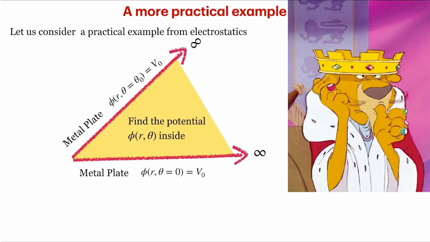So we have one metal plate defining a boundary condition: phi of r, theta when theta is equal to 0 is V naught. On the other side we have phi of r, theta when theta is equal to theta naught is V naught. So we have to find out the potential inside between these metal plates. Of course, it satisfies the Laplace equation, and we also assume two-dimensional space. So we have to solve the Laplacian in polar coordinates.